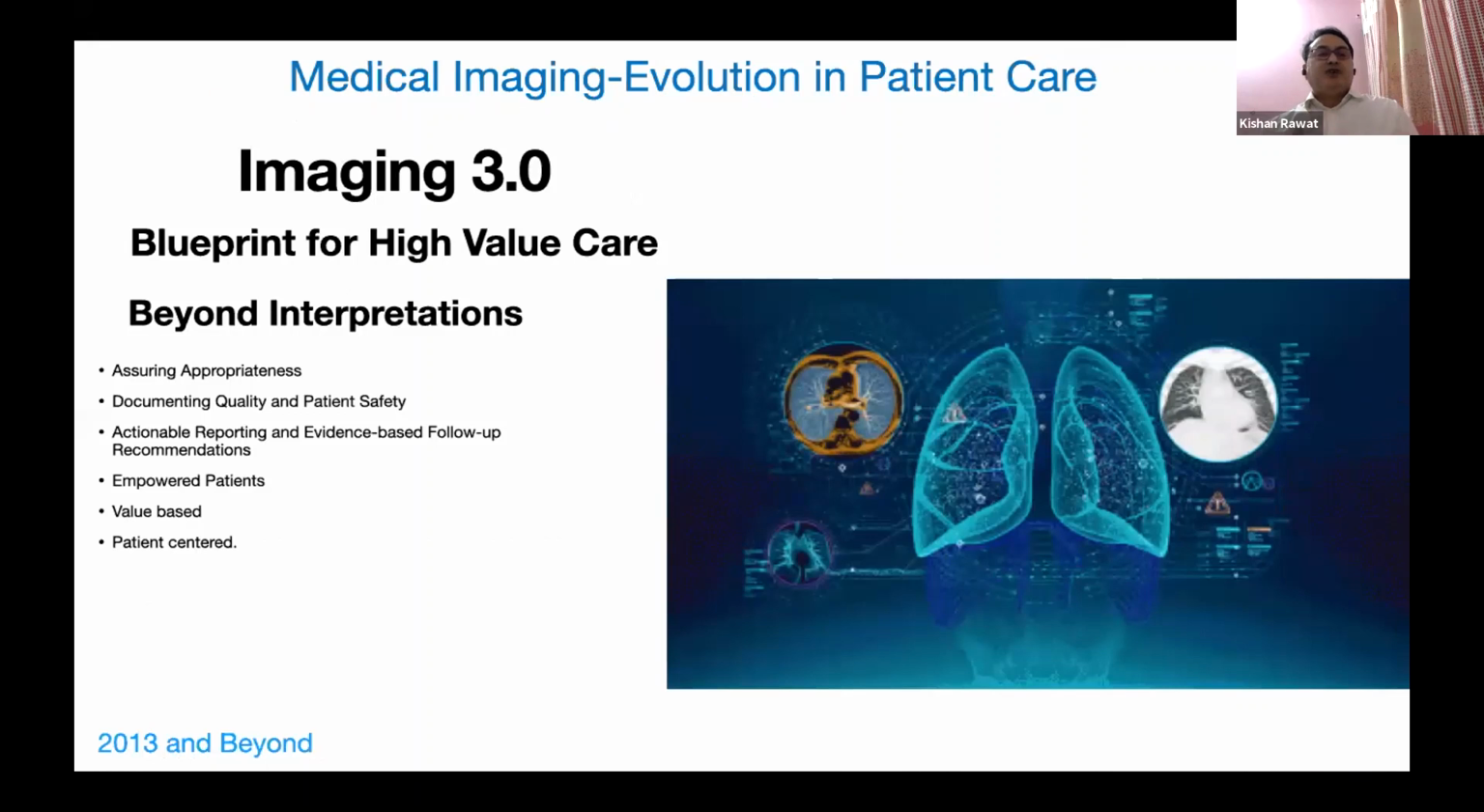So it was beyond the interpretation of the images. How can we achieve high value care for the patient? We can achieve high value care by assuring appropriateness, documenting quality and patient safety, actionable reporting and evidence-based follow-up and recommendations, empowering the patients, and value-based imaging. We can reduce the cost of imaging and make it more cost-effective. And last is patient-centered.